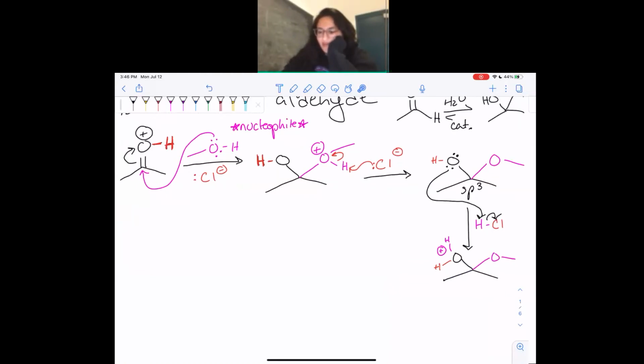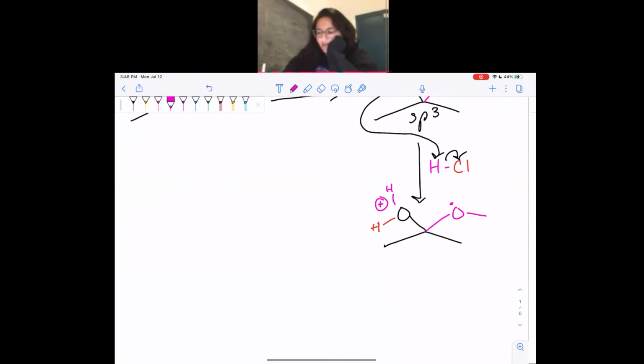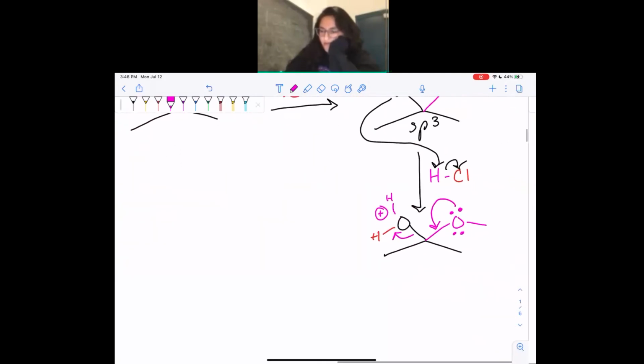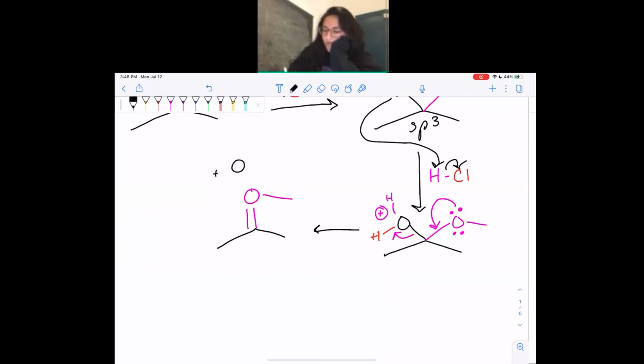So when we do that, it's going to look something like this. We have these electrons. We kick them down. We kick off the leaving group. And I'm so sorry. And we get a double bond to an oxygen with a methyl plus ROH. So now are we happy?